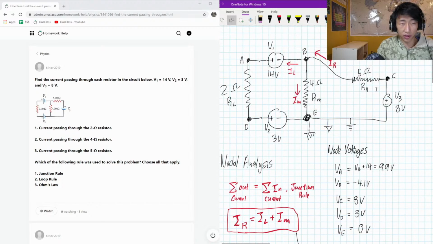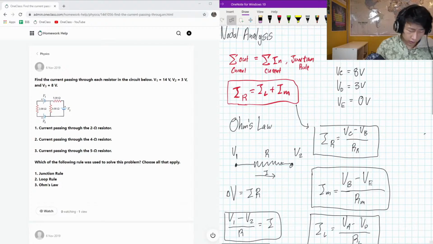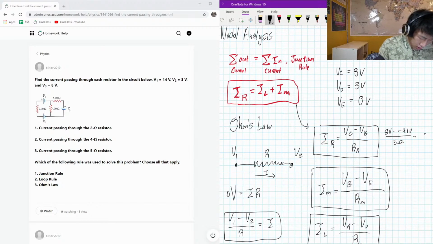Okay, so for the current in the R branch, we just got to do the voltage at C, which is 8 volts, minus the voltage of B, so minus negative 4.1 volts, all divided by the resistance of that branch, which is 5 ohms, equal to IR, and IR is going to be equal to 12.1 divided by 5. My answer for that, 2.24, nope, 2.42 amperes.